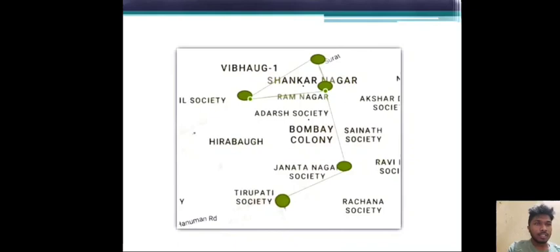This is a map of a colony which has some places. We connect these places by edges, so the places in the colony are the vertices and the road segments are the edges.